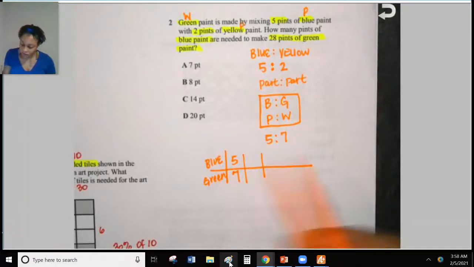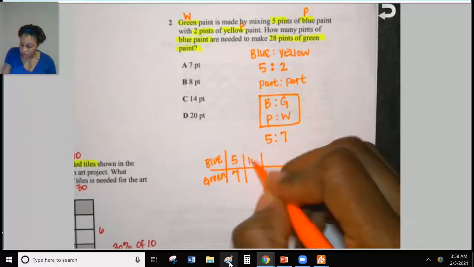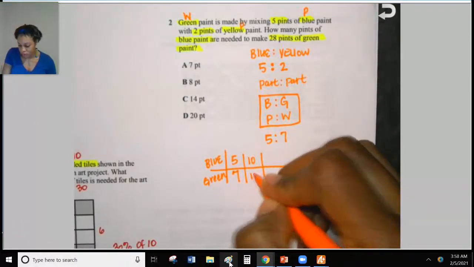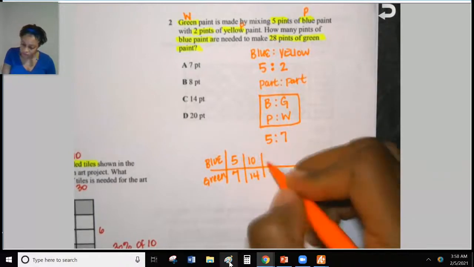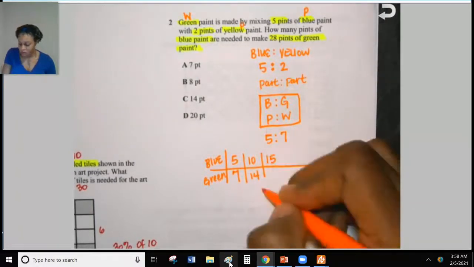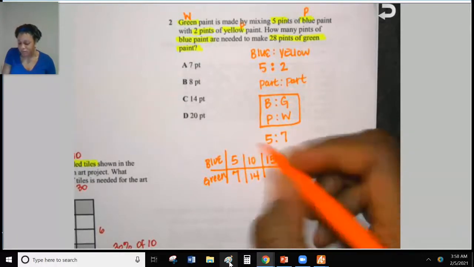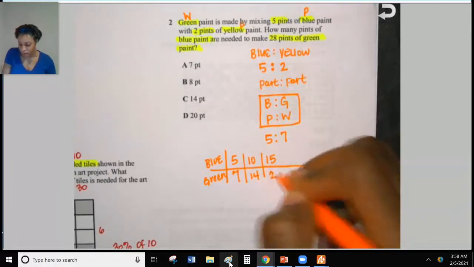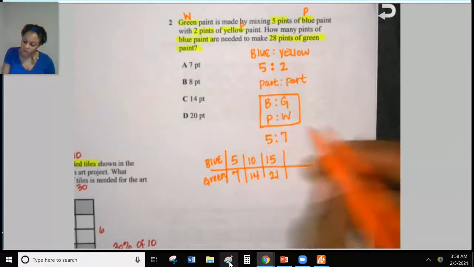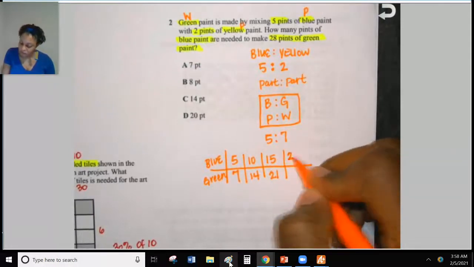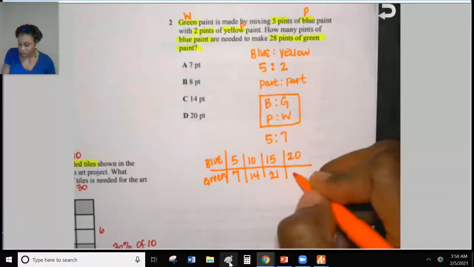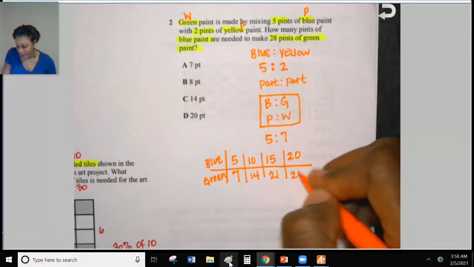So 5 times 2 would give me 10. 7 times 2 would give me 14. 5 times 3 would give me 15. 7 times 3 would give me 21. 5 times 4 would give me 20. 7 times 4 would give me 28.